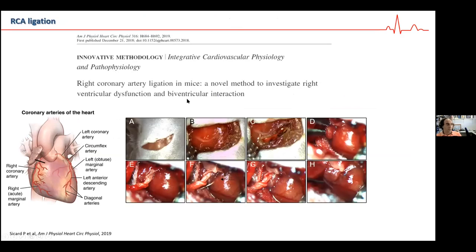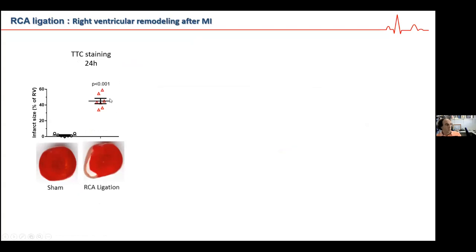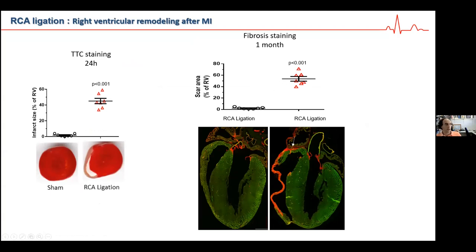So a couple of years ago, we published a methods paper about how to ligate the right coronary artery in mice. We went through all the surgical methods to do that, which is quite challenging, but we succeeded. After one day after right coronary artery ligation, we saw an increase in infarct size just in the right side of the heart and nothing in the left. And when we waited 1 month, we were able to see a huge remodeling process in the right ventricle and nothing in the left ventricle. So a lot of fibrosis in the right ventricle.